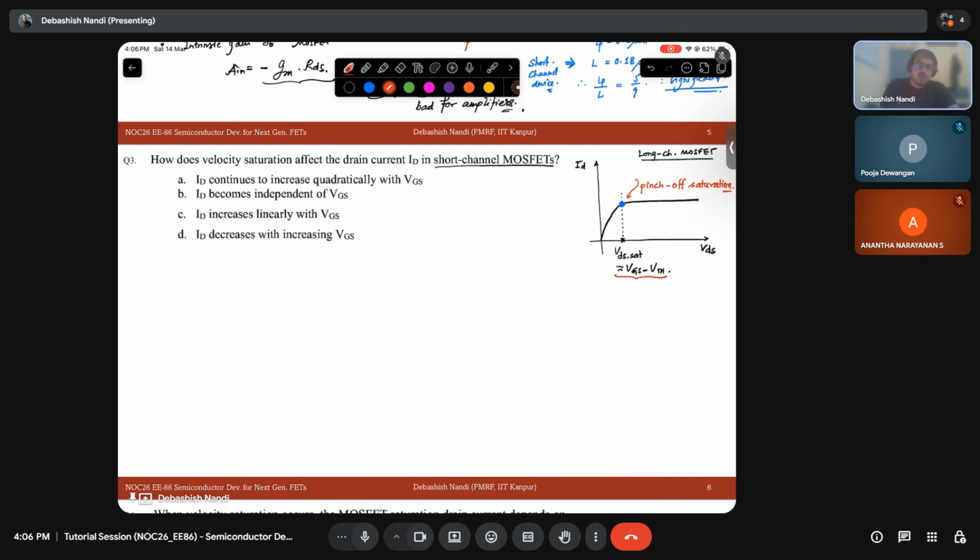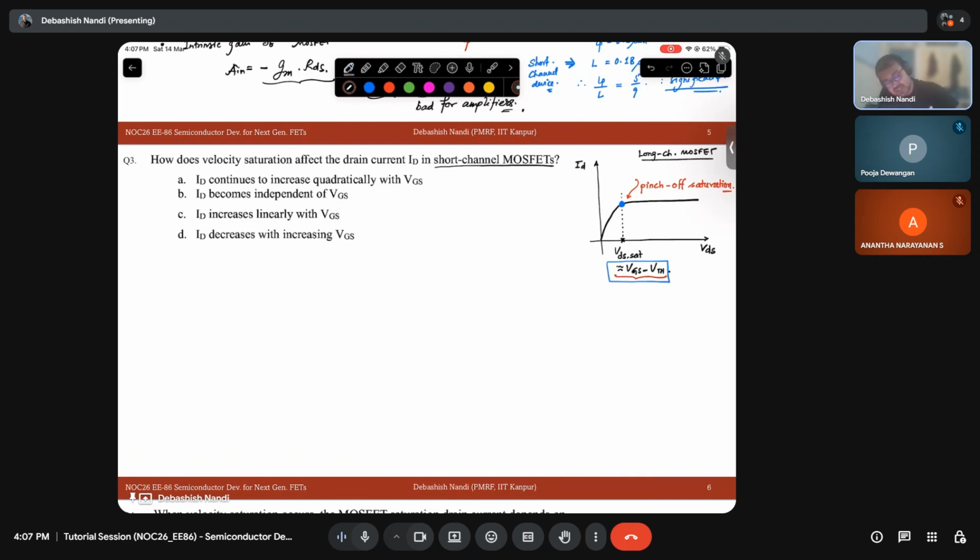Now, another kind of saturation occurs in case of short channel MOSFETs. We call it velocity saturation. We will discuss in detail what it is, but first the consequence of it. Let me motivate you that most of your circuits are designed for saturation considering this condition. This is your VDS sat. That is a thumb rule for circuit designers. But what happens if you have velocity saturation?